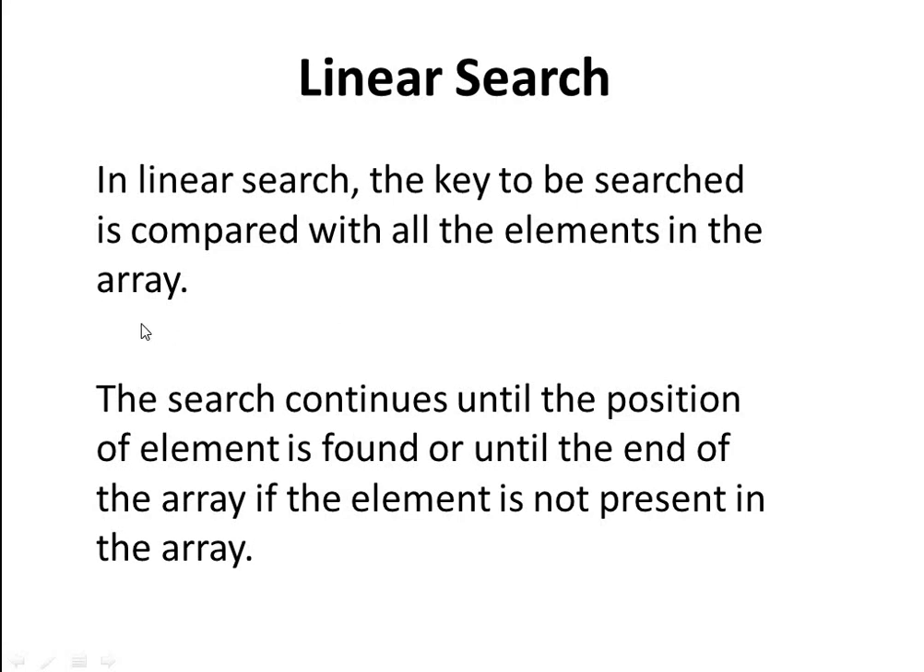Linear search. In linear search, the key to be searched is compared with all the elements in the array. Here, the key means the input value that we give, for which we want to find the position if it is there in the array. So, it is called the key. The search continues until the position of the element is found, or until the end of the array if the element is not present in the array.